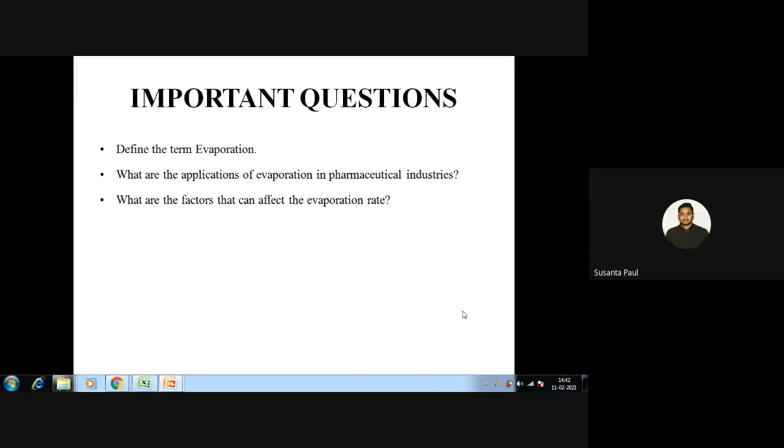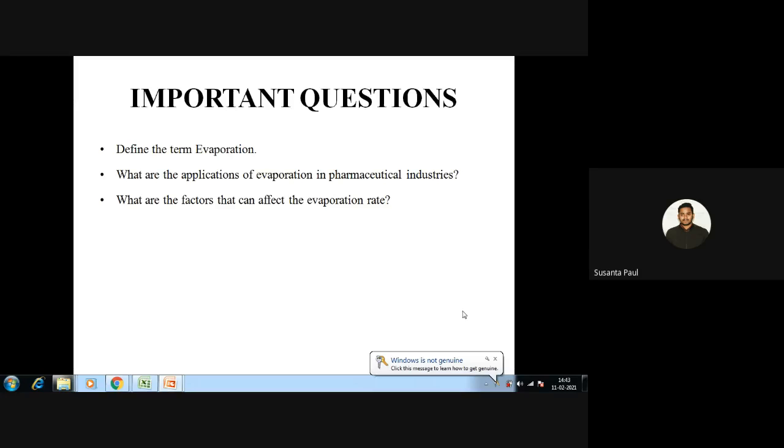The first question is: define the term evaporation. Evaporation is a unit process by which you can remove water by applying heat, or make a more concentrated product. For evaporation, the solvent should be volatile in nature, and the solute molecule should be non-volatile in nature.